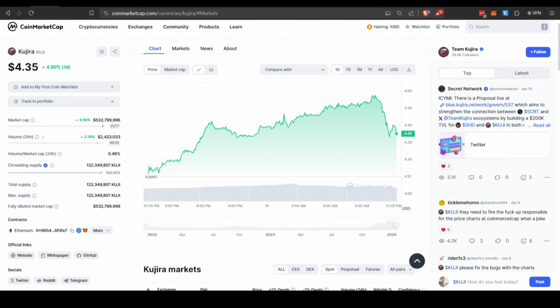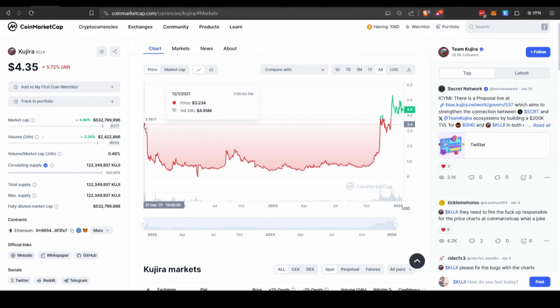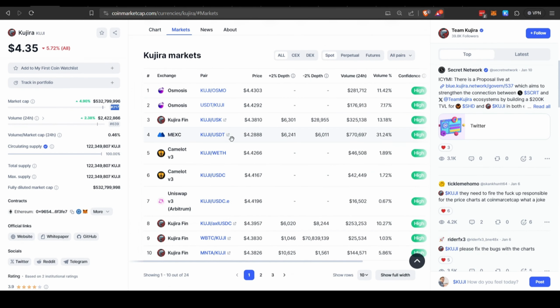Let's go over here to CoinMarketCap. So their token is $4.35. If we look at their all-time token price high, it looks like they just reached it in December of this past '23, $5.30. They started off at $3.78 back in December of '21. Looks like they have $500 million in market cap, ranked 217. So good signs there.